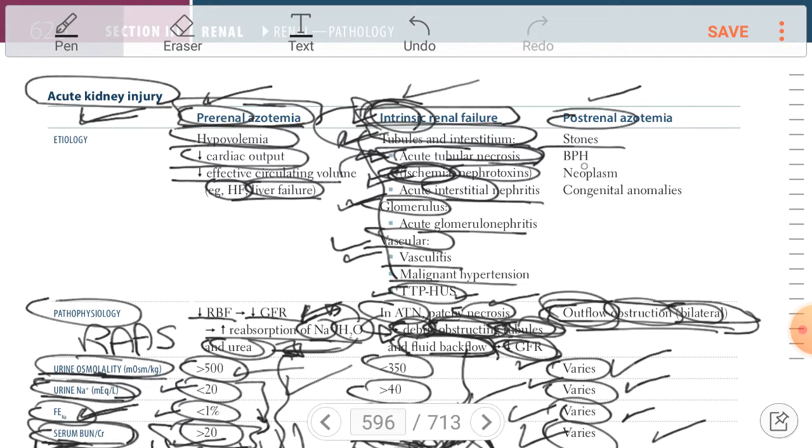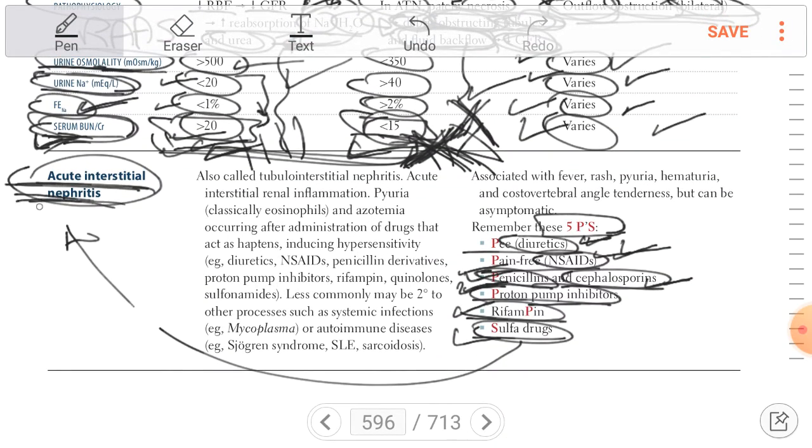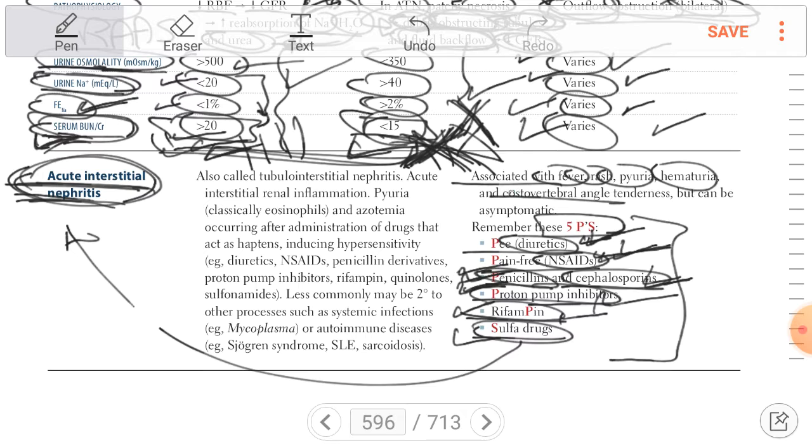So this obstruction is caused by what? It's caused by stones, benign prostatic hyperplasia, neoplasm, or congenital anomalies. Then the next one, acute interstitial nephritis. So you must memorize these drugs leading to acute interstitial nephritis. So you have diuretics, non-steroidal anti-inflammatory drugs, penicillin, cephalosporin, proton pump inhibitor, rifampin, and sulfa drug, and it's associated with what? Fever, rash, pyuria, and hematuria, plus costovertebral angle tenderness, but can be asymptomatic.